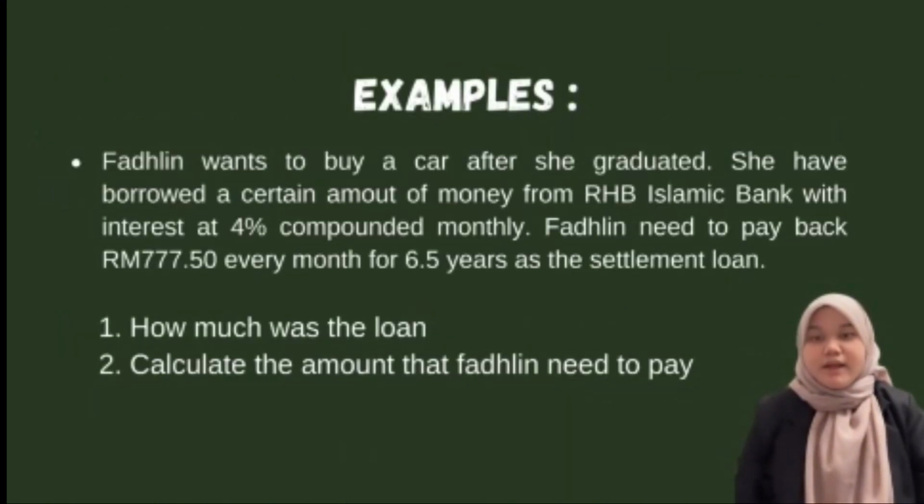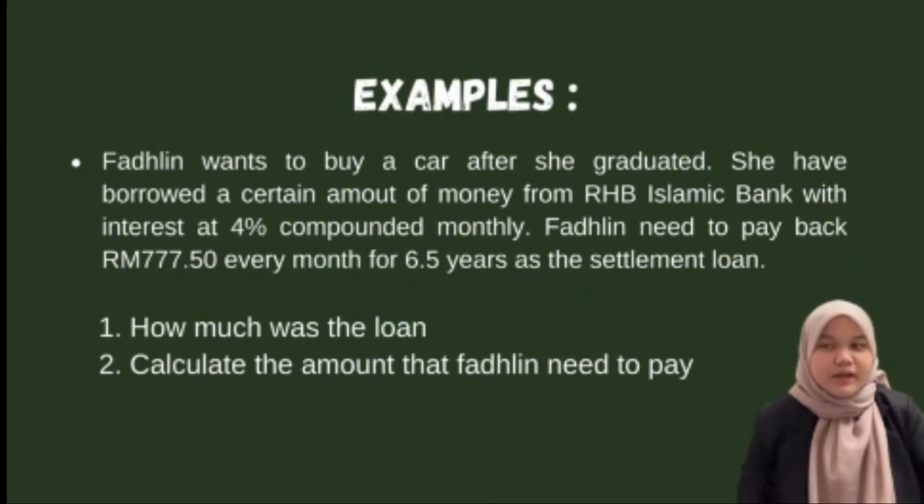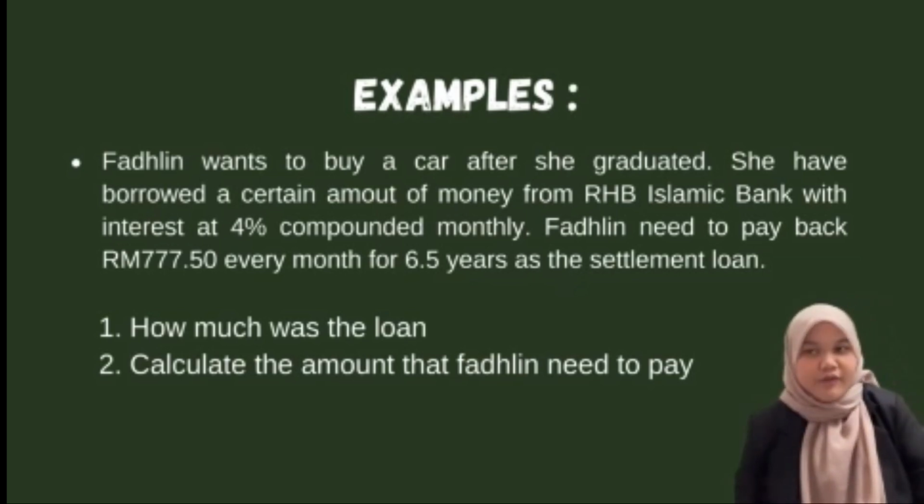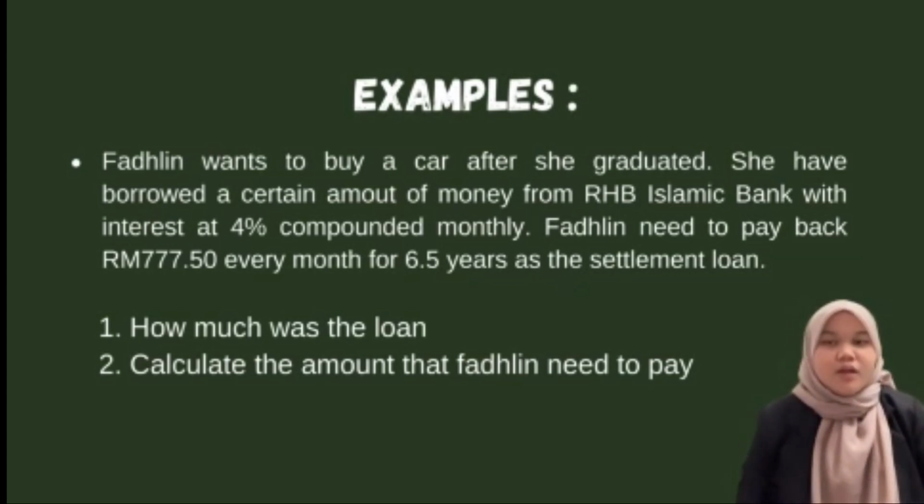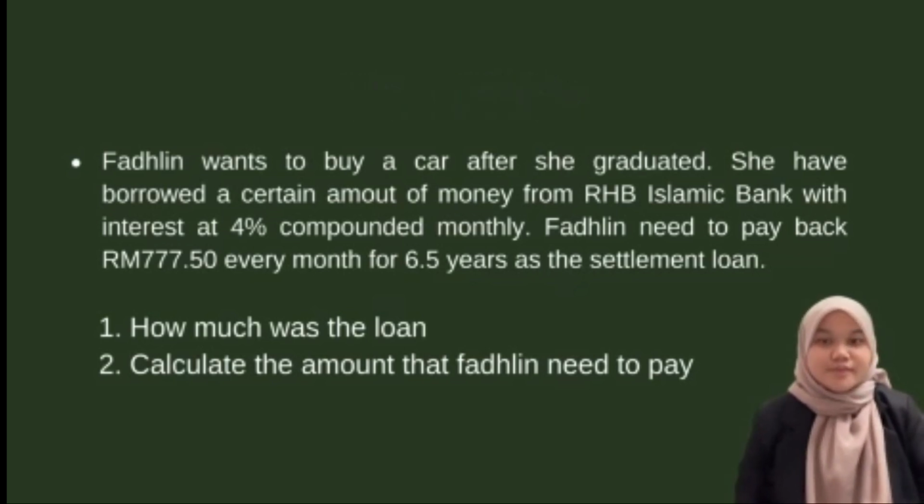So this is the example question under the topic of annuity. Fadlin wants to buy a car after she graduated. She has borrowed a certain amount of money from RHB Islamic Bank with interest at 4% compounded monthly. Fadlin needs to pay back 777 ringgit 50 cents every month for 6.5 years as the settlement of the loan. Question number 1: how much was the loan? And the second question: calculate the amount that Fadlin needs to pay.